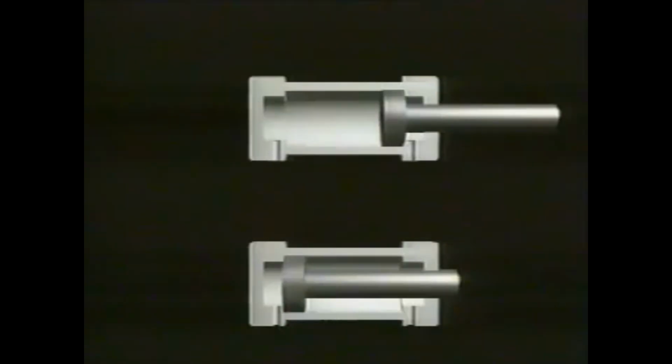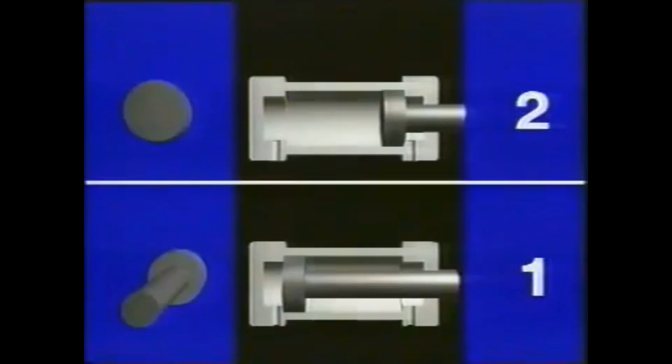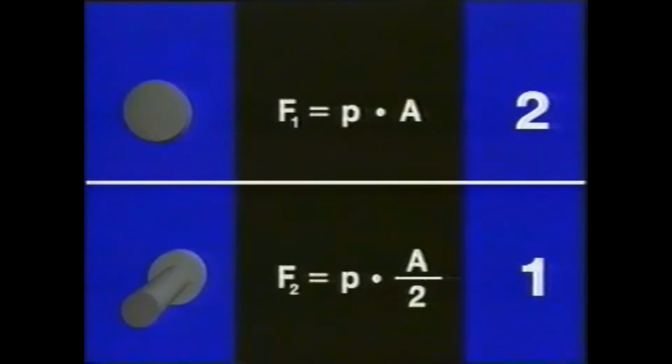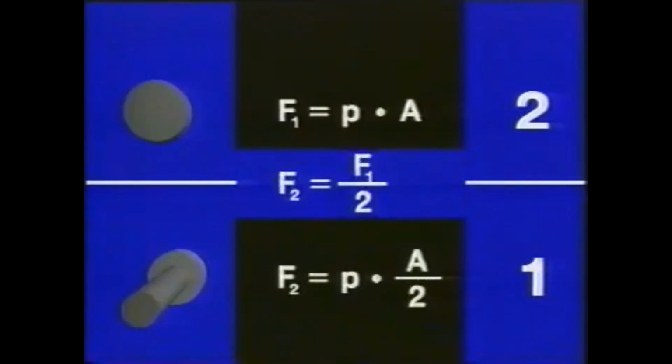In actual practice, cylinders are often used in which the ratio of the two piston surfaces, and thus of the chamber volumes, is precisely set at 2:1. Such cylinders are called differential cylinders. From this we can derive the following. If force F1 equals P times A, and force F2 equals P times A over 2, then the force on the return stroke is equal to half that of the advance stroke.